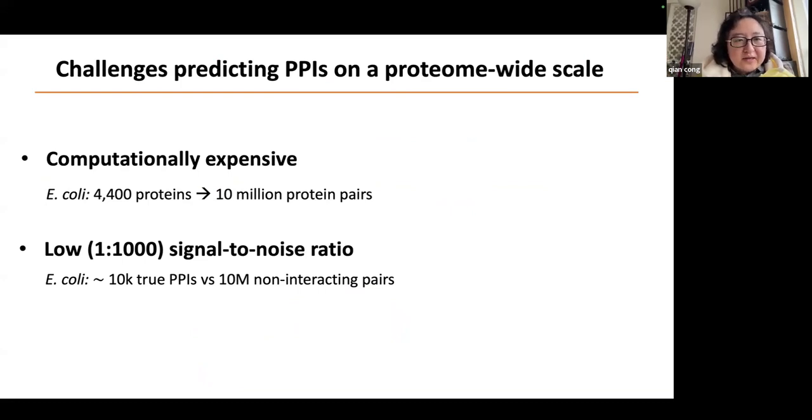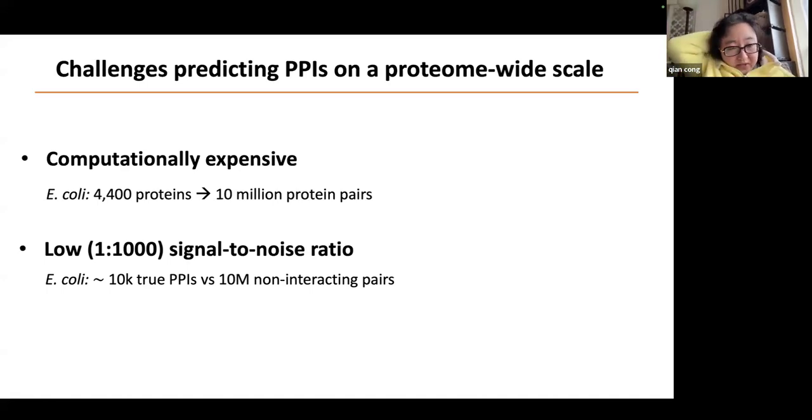First of all, it is computationally quite expensive. Let's take the case of E. coli. E. coli has more than 4,000 proteins. Most bacteria have about 4,000 proteins. That means 10 million protein pairs. So that's very expensive to compute.